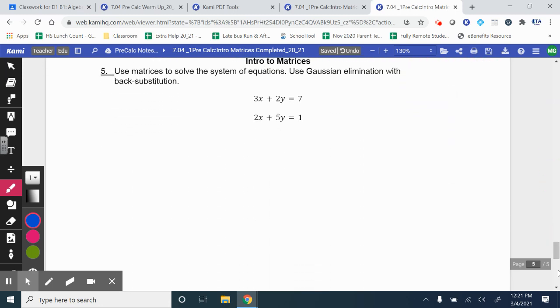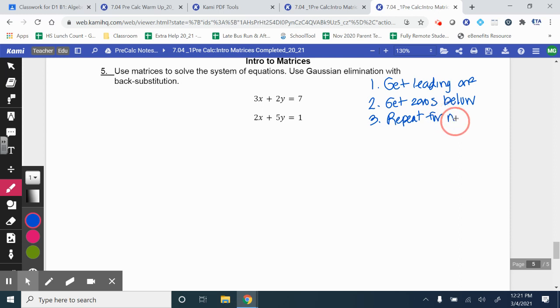So use matrices to solve the system of equations. Let's use Gaussian elimination. We say that it's Gaussian with back substitution. So I'll show you what I mean by that. When we do these, the first step is you're going to get a lead 1. Then you're going to get zeros below that. And then for 3, you're going to repeat for the next row.